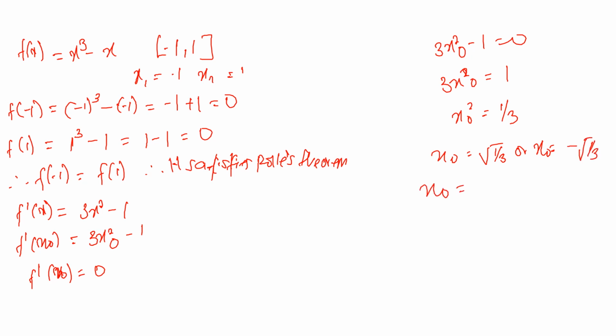So x0 can be equal to 0.58, or x0 is equal to minus 0.58. Then you can therefore see that -1 is less than minus 0.58, less than 0.58, less than 1. That is how to solve it.